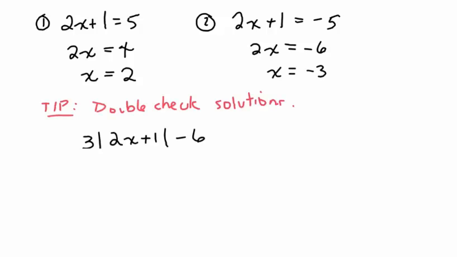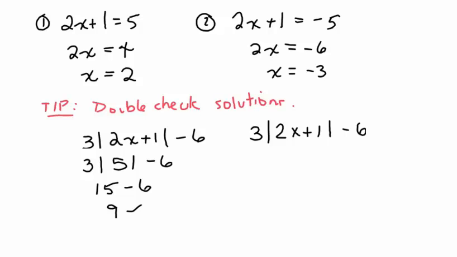Now what you want to get into the habit of doing is double checking these solutions. So first I'm going to substitute x is equal to 2 into our original absolute value expression and see if we get 9. Substituting 2 in for x, we're going to get the absolute value of 5, which is equal to 5. 3 times 5 is 15, and if we subtract 6, we do get 9.